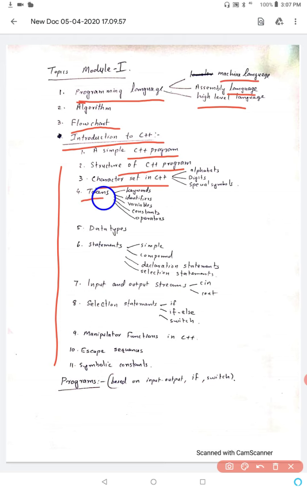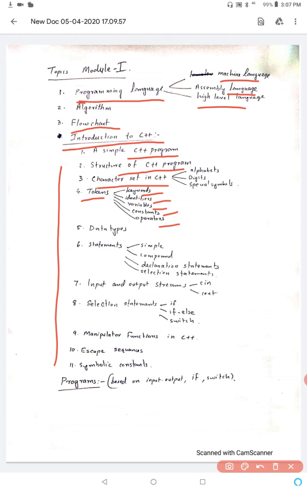Then we will learn tokens. Tokens are the smallest units which have independent meaning. For example, in the English language, words are the smallest units which have independent meaning. So we will learn different types of tokens, for example, keywords, identifiers, variables, constants and operators.